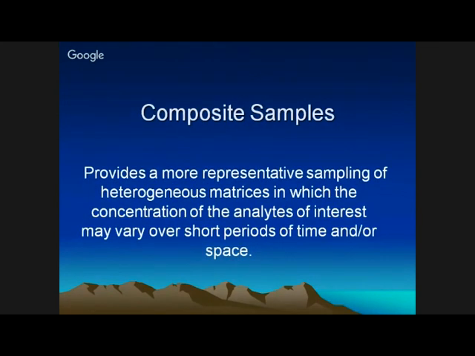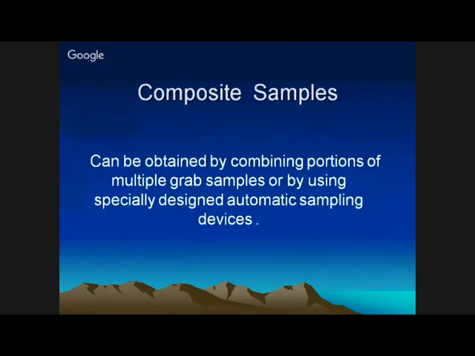Composite sample provides a more representative sampling of heterogeneous matrices in which the concentration of the analytes of interest may vary over short periods of time and or space. This is a composite sampling. This is again continuation of that composite sampling. Composite sampling also can be undertaken by the automatic sampling systems.